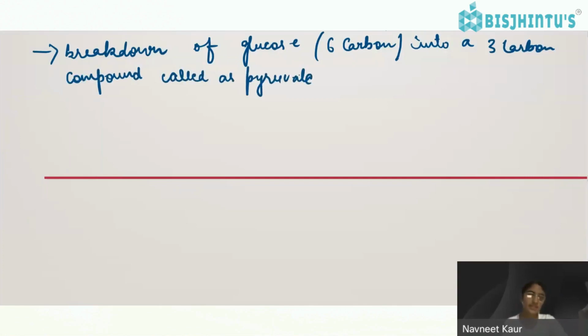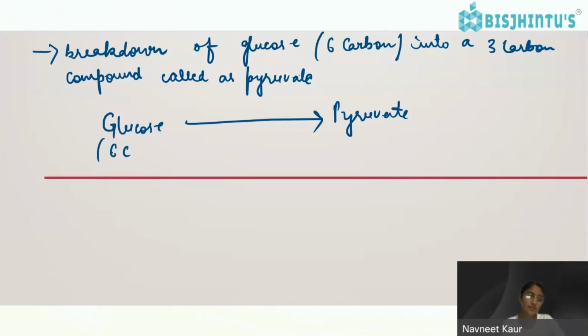तो अगर हम इसके example reaction लिखे सबसे पहले, तो glucose is converted into pyruvate. Where glucose is a 6 carbon molecule or compound, and pyruvate is a 3 carbon molecule, or we can say compound, okay, in the cytoplasm.